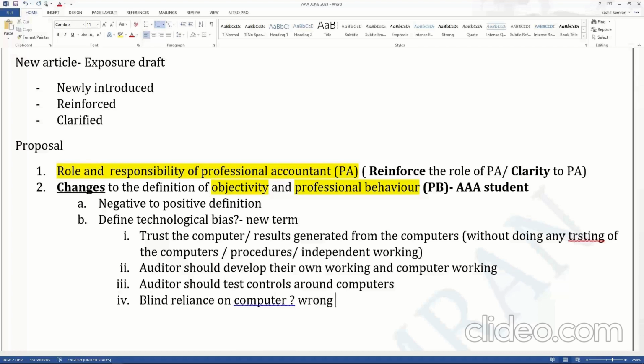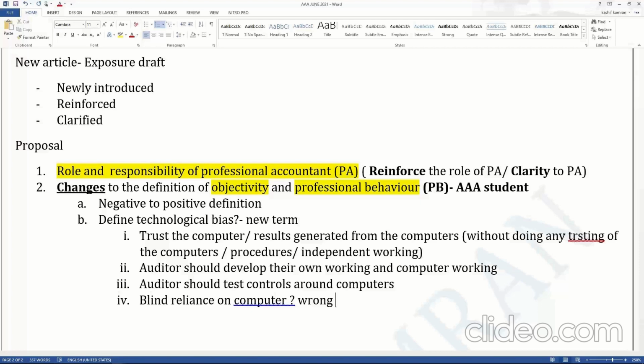So should the auditor have independent workings? Should the auditor test the controls around the computer, the technology, before he places reliance? So can the auditor rely on technology? Yes. But before placing reliance on technology, should he test the systems around technology? Can an auditor place a blind reliance even on an expert? Can an auditor place a blind reliance even on the internal auditor? No. So how can the auditor place a blind reliance on technology?